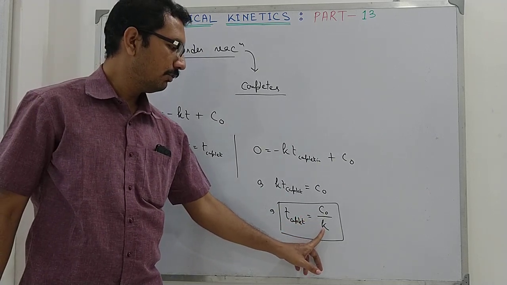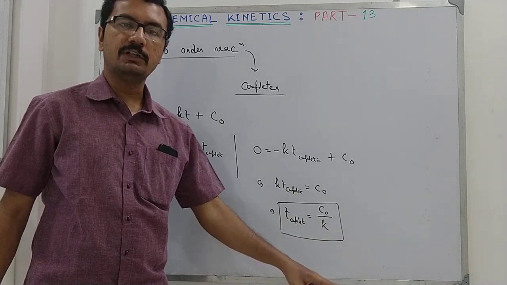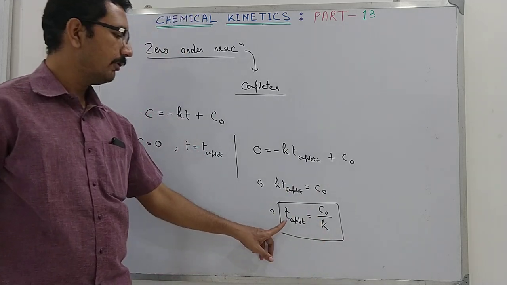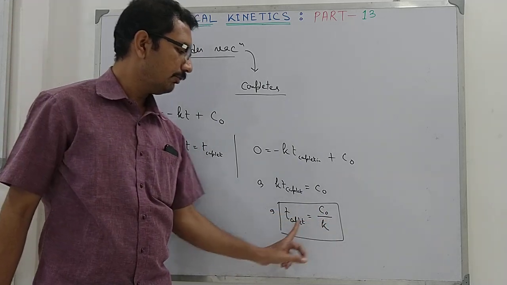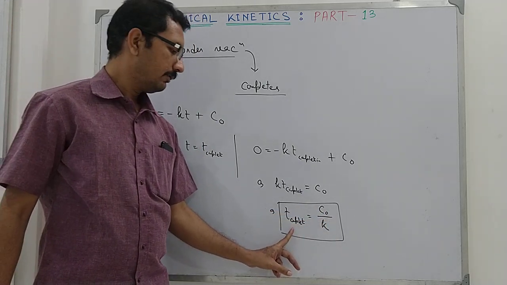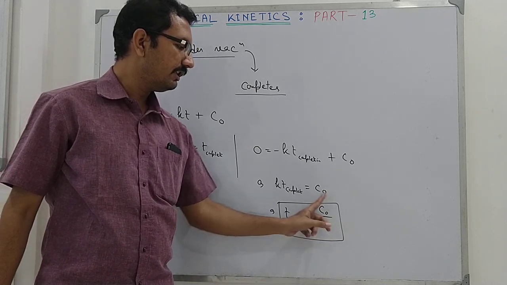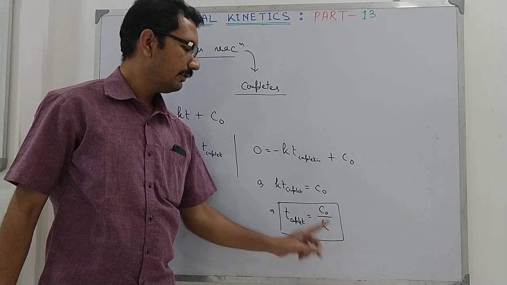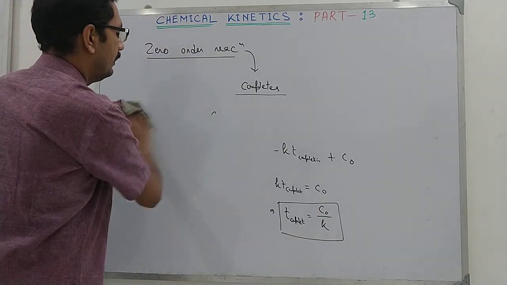So the more the value of the rate constant, the faster the reaction will proceed and it will complete in a lesser time. And the more initial concentration you take, the more will be the completion time. So this completion time for a zero order reaction is actually the ratio of the initial concentration to its rate constant. Now this is the zero order reaction.